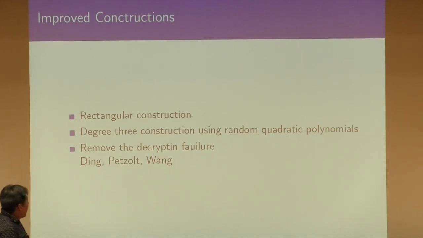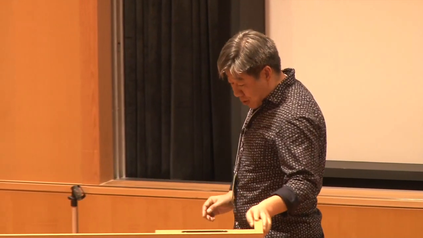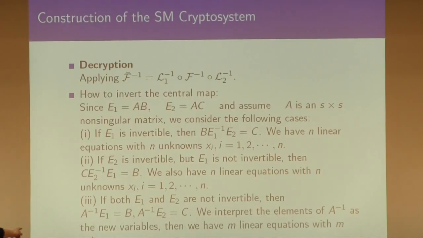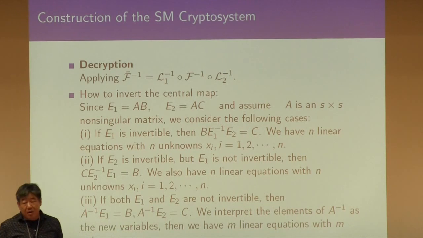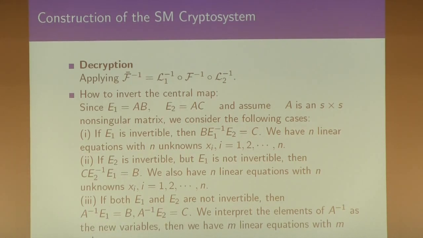Also, we did something very unusual: we proposed what is called a quadratic construction. In this case, we propose something very strange. We choose A to be a random quadratic polynomial. I can explain quickly what happens in the degree 3 construction. You treat the entries as variables, so why not choose each entry of A as a random quadratic polynomial? In this case, we build a system of degree 3.